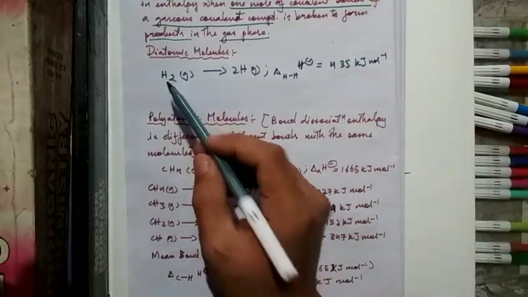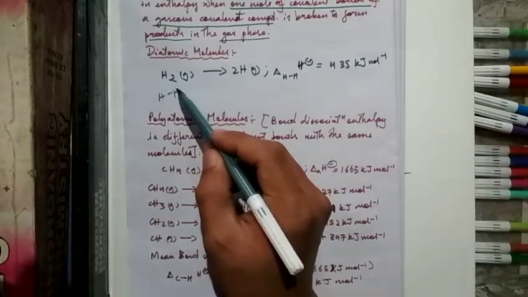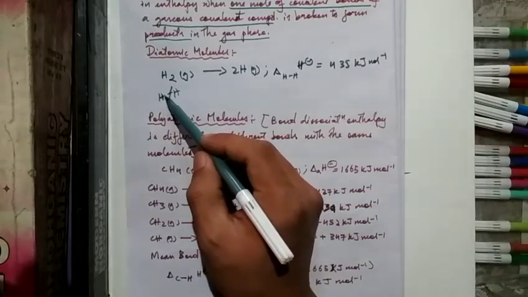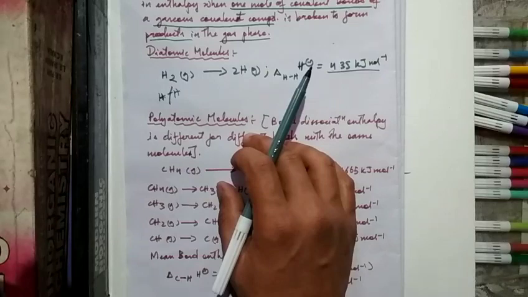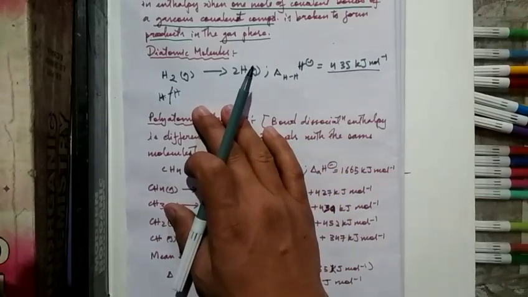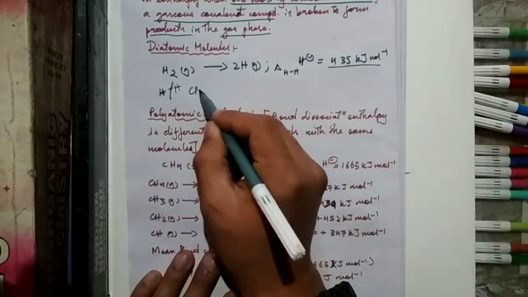So this covalent bond in hydrogen: in order to break this bond, this much energy is required. That is known as the bond dissociation enthalpy. Let's see another example.